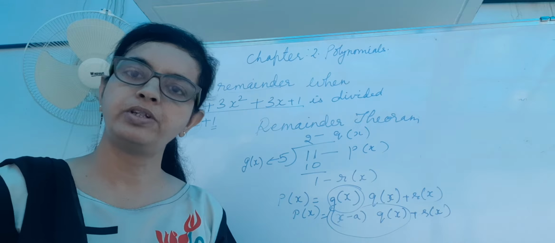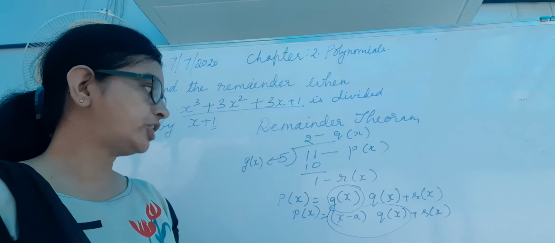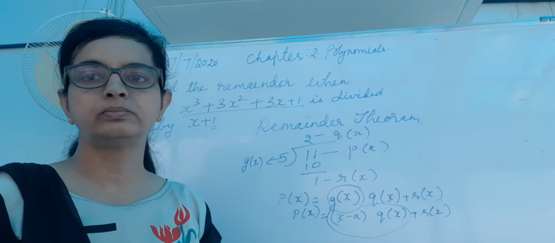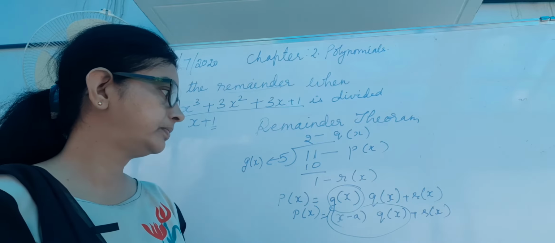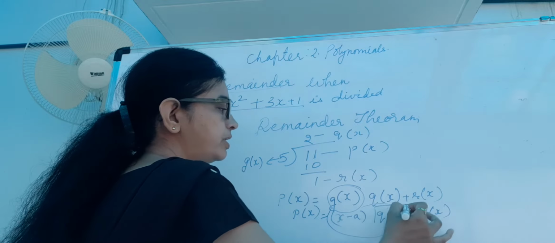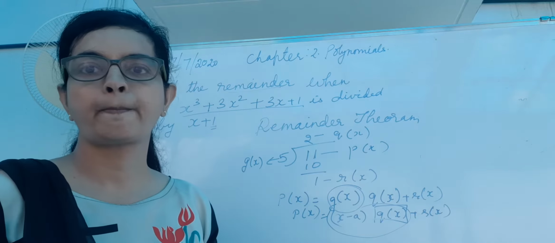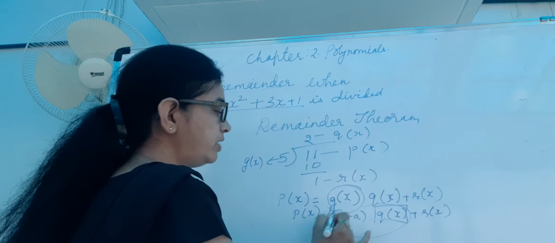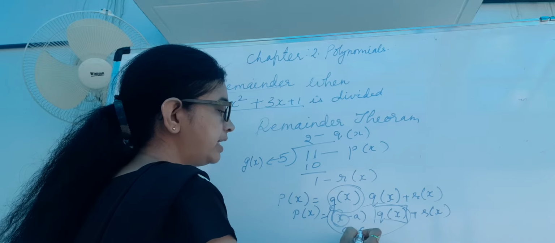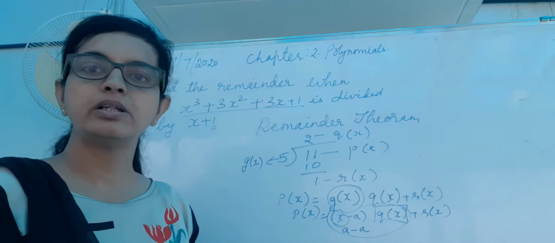When can it become 0? Just imagine, when can it become 0? Think it over. I don't want this to be 0, but I want this particular part to be 0. Yes, you are correct. When we put x is equal to a, then a minus a will become 0.